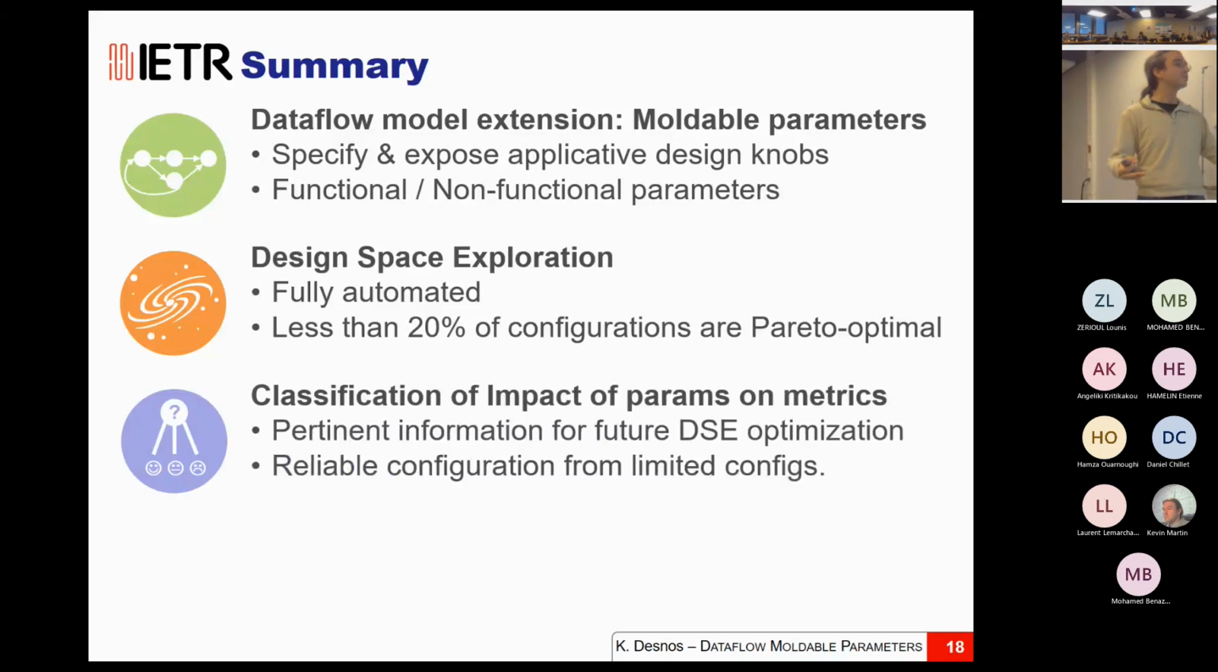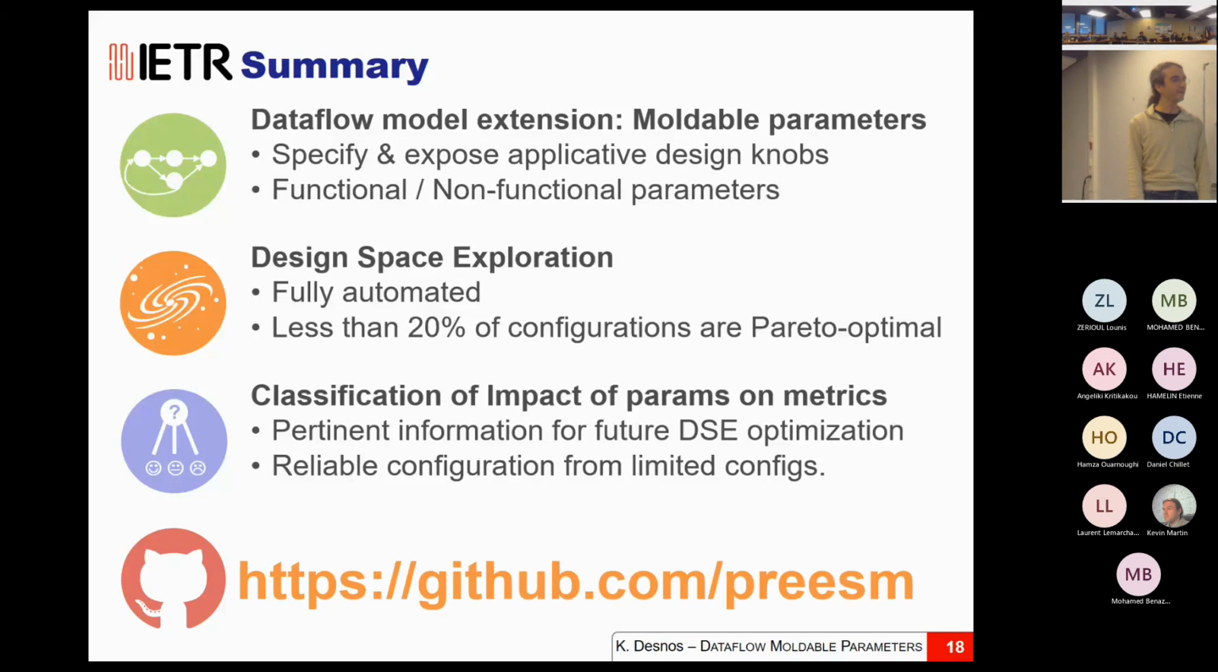And last but not least, we have shown that classification of the impact of the moldable parameters on the different metrics is something that is probably a very interesting thing to look at for the future, and to try to automate the design space exploration in a smart way to try to find the Pareto fronts without having to explore too many points in the design space exploration. Everything is implemented in the Prism framework, which is open source. You can find it on GitHub.